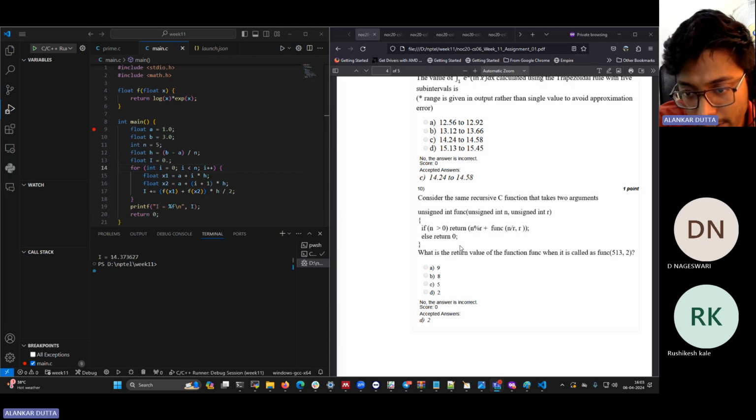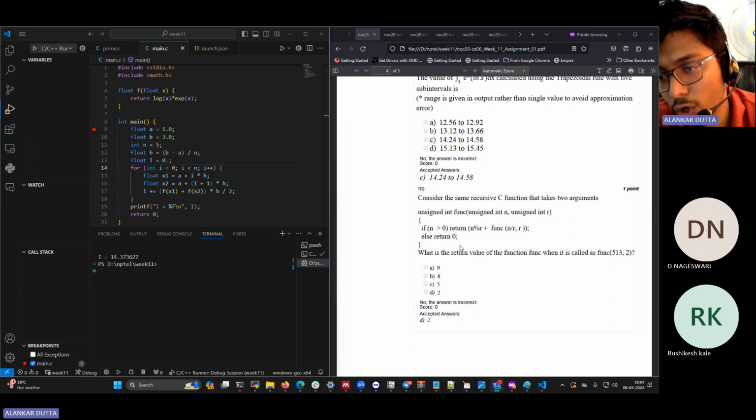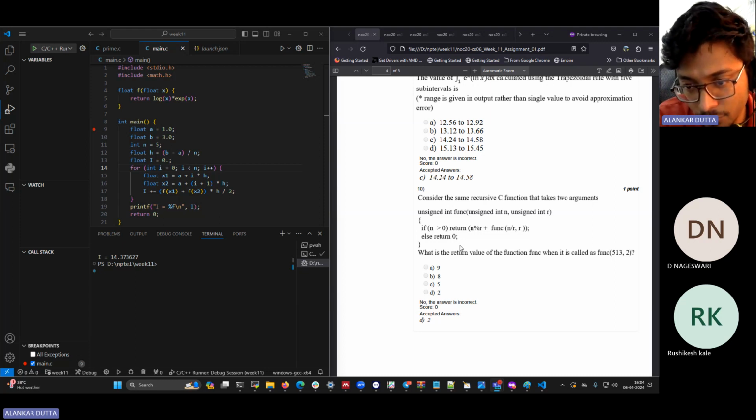So the remainder of the division of n by r is taken, and then with this remainder, what's added is again a call to the same function, but now with the values n by r and r. So n by r is now checked whether it is divisible by r. If it is not divisible, then the remainder is again taken, and again added with a self call to n by r, and this keeps on going.